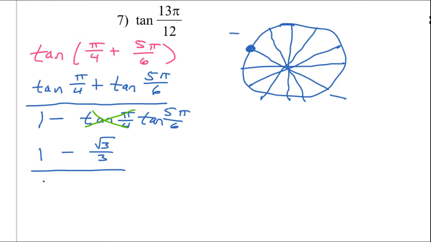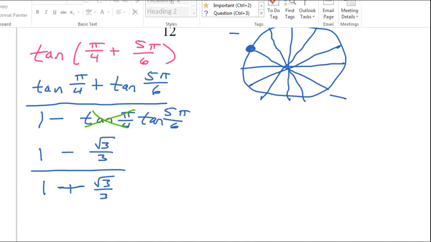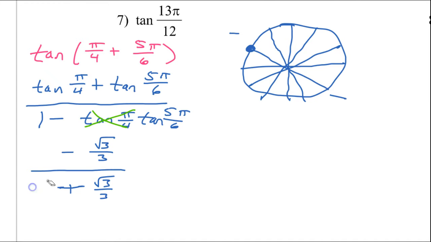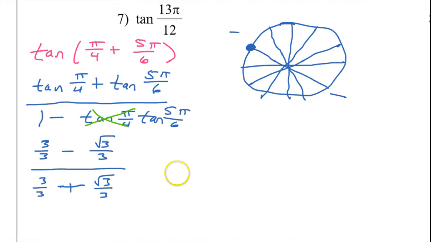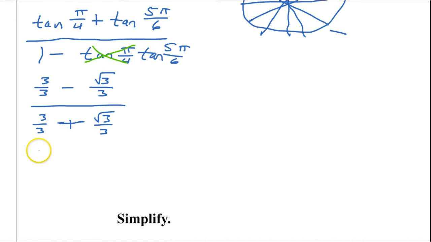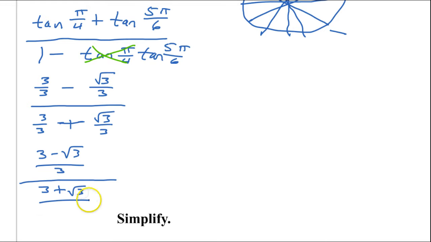So I would have 1 minus negative radical 3 over 3. But that's silly. Minus a negative is addition, so I'm just going to put 1 plus radical 3 over 3. Now I need like denominators to add and subtract, so I'm going to replace these 1's with 3 over 3's. So this would be 3 over 3 minus radical 3 over 3 and 3 over 3 plus radical 3 over 3. That's going to give me 3 minus radical 3 over 3, divided by 3 plus radical 3 over 3.